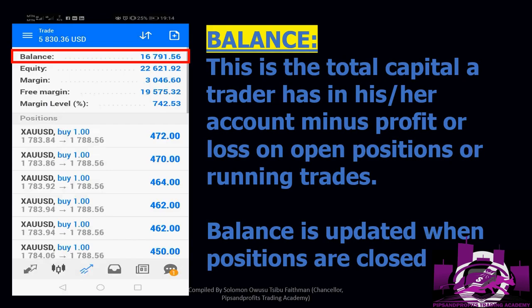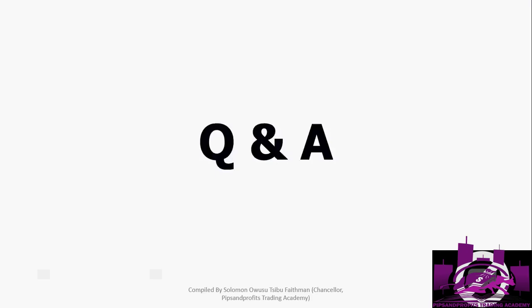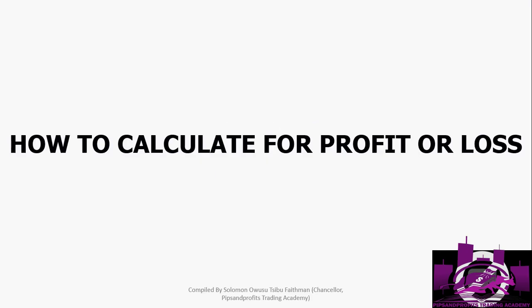Okay. And then we went through, we said that apart from margin, there are other things that we needed to know. That is, we needed to know balance, we needed to know equity, we needed to know free margin, we needed to know margin level. We went through all the explanations, so I'm not going through them again. And then I answered your questions.